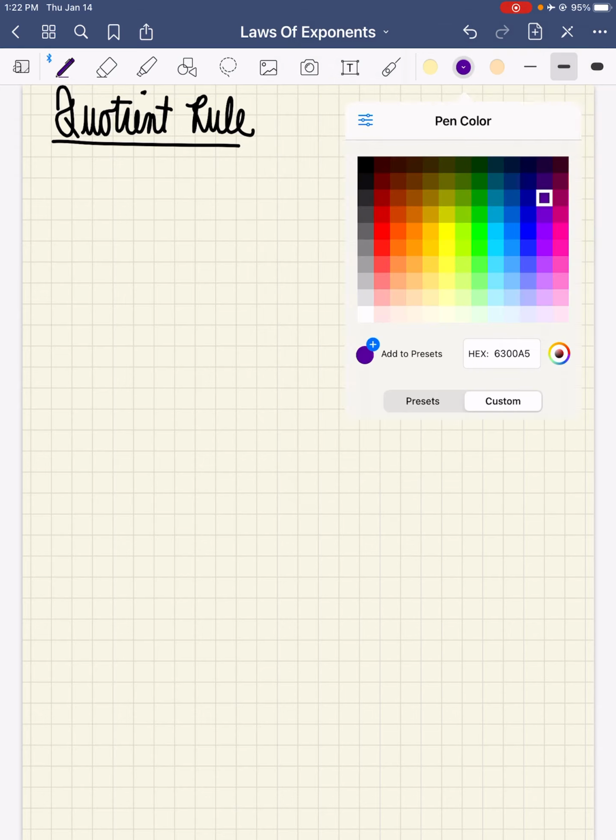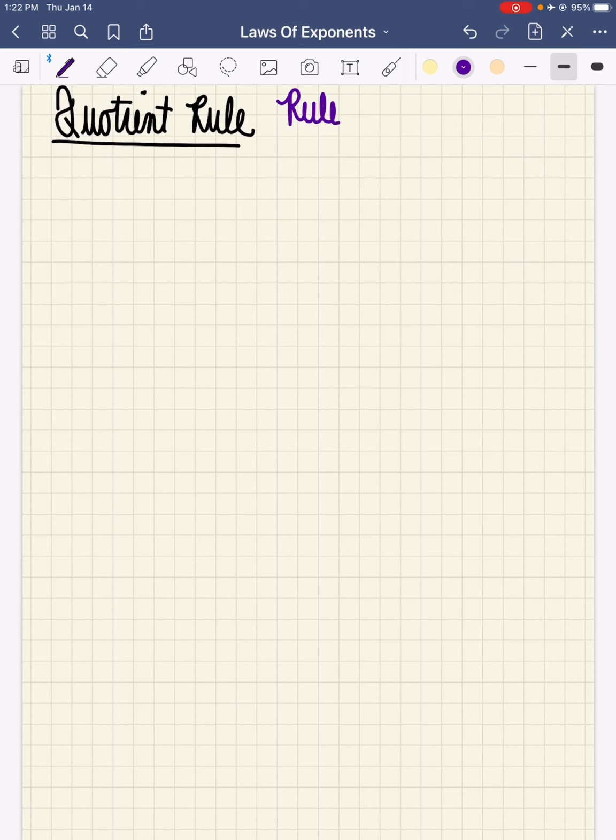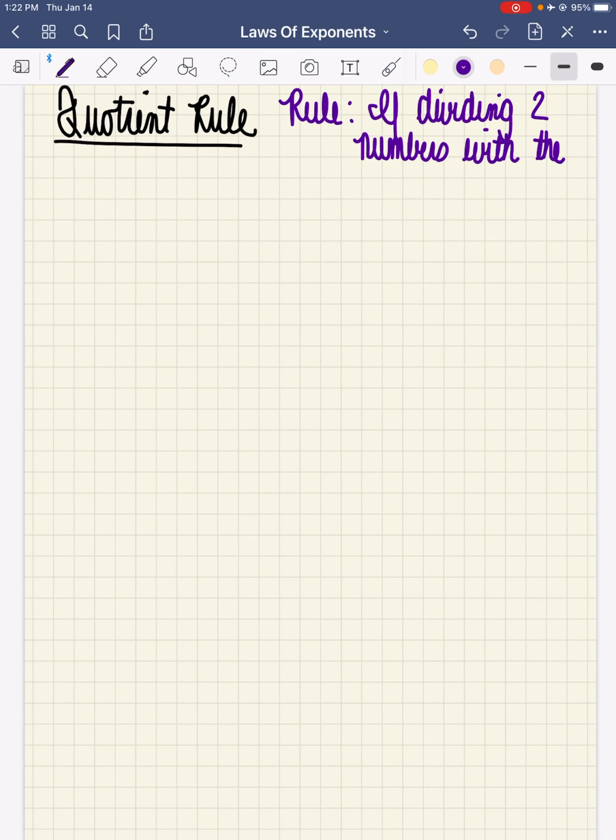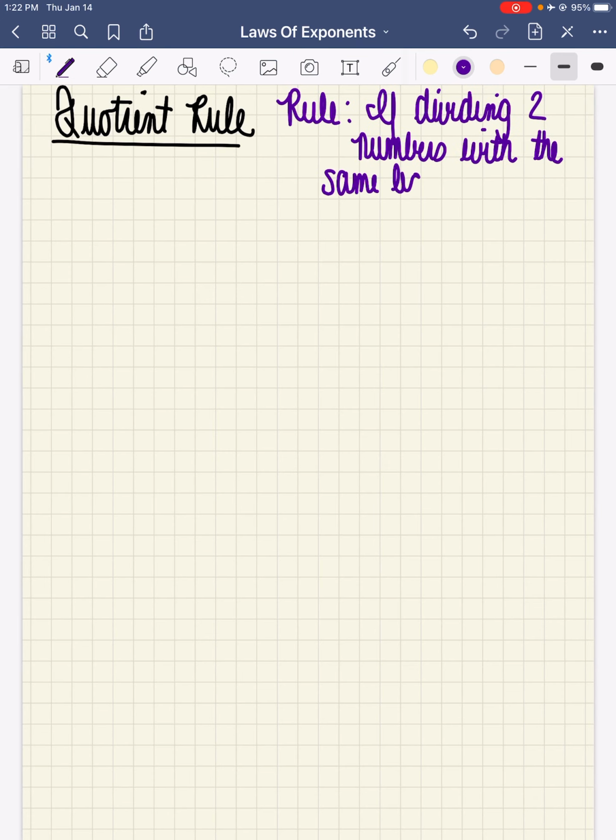Alright, so let's start with some color here. The quotient rule, the rule itself reads the following. If dividing two numbers with the same base, it sounds familiar, same as the last rule, this time you're going to subtract the exponents. So a little different there. Last time we added, this time we're subtracting. Okay, hopefully you can read that. Alright, so let's look at a few of what I mean there.